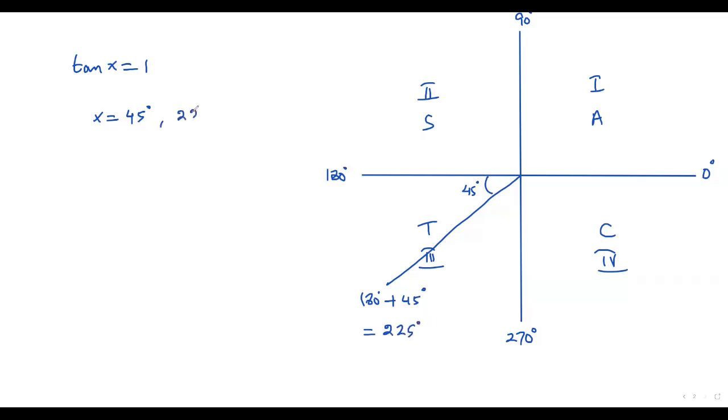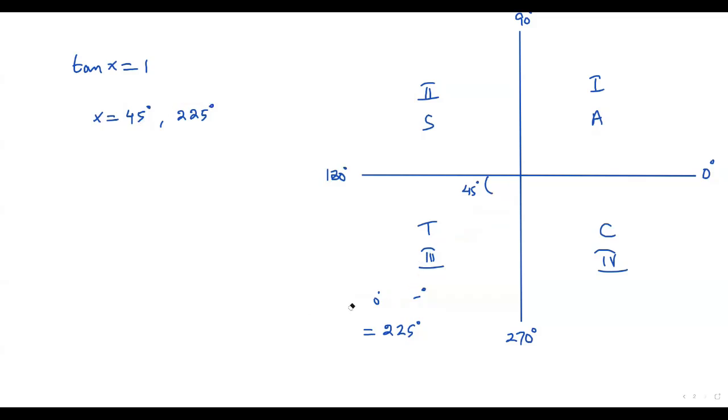So I'm getting 225 degrees as the angle measure in the third quadrant, for which the value of this tangent is the same, 1. So in solving the first equation, that is tangent x equals 1, I am getting two values for x: x equals 45 degrees and 225 degrees. The first value is in the first quadrant, and the next one, 225 degrees, is in the third quadrant.